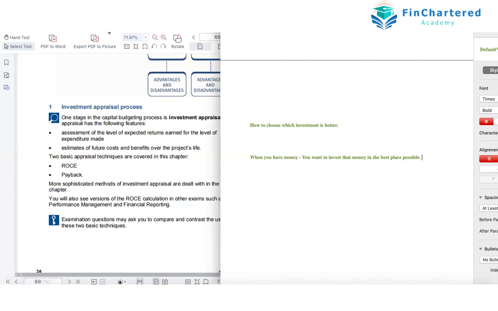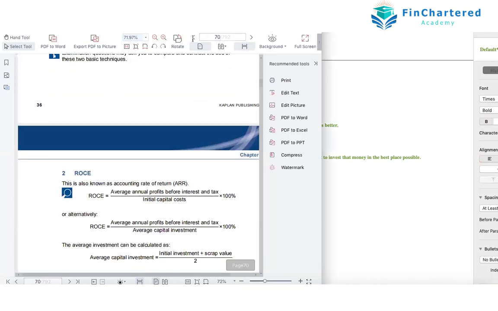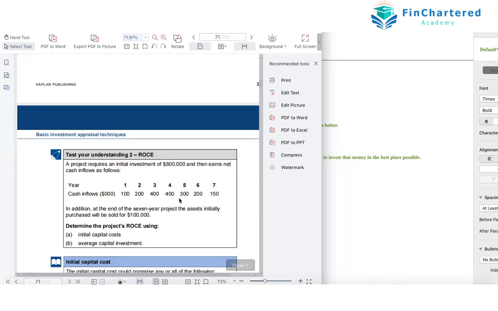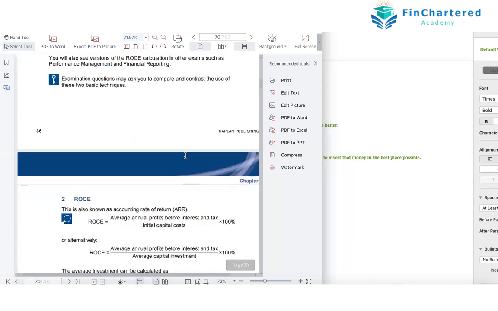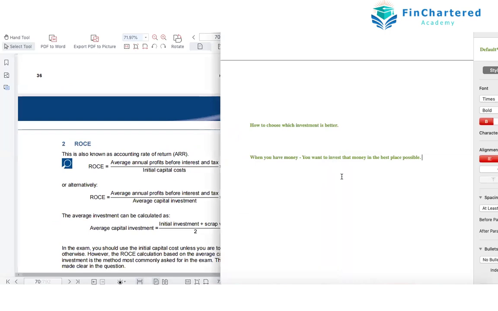Right? And in the demo, I had covered ROCE and payback. But the difference is this time I will also explain average capital investment. Last time I had not done that in the demo. I'll also do test your understanding too. I had not done that in the demo. So what was done in the demo will be done in more detail here.